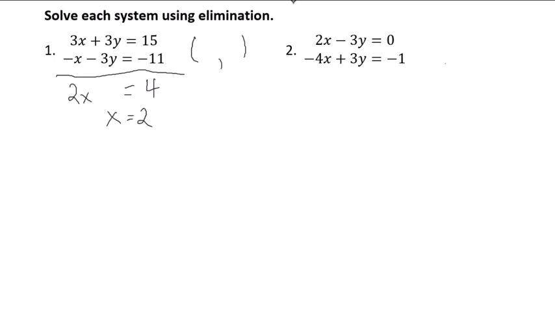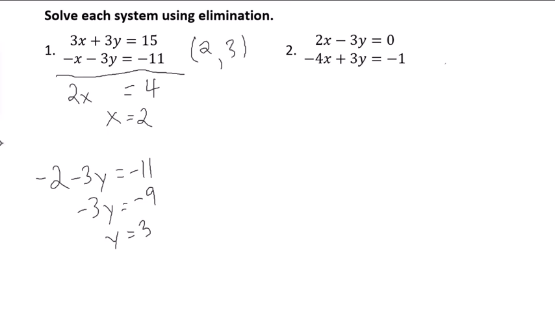And again, this x equals 2 is an ordered pair. So this is the 2 right here. We need to figure out the other part. Now, the second part is very similar to substitution. You're going to take this x equals 2 and plug it into either one of those equations. I'll plug it into the second one. So negative 2, because 2 is now x, minus 3y equals negative 11. Negative 3y equals negative 9. Divide by negative 3, and y equals 3.